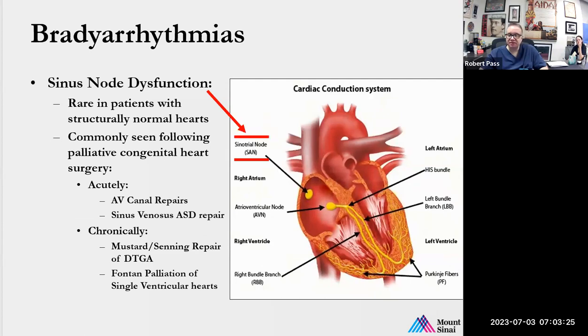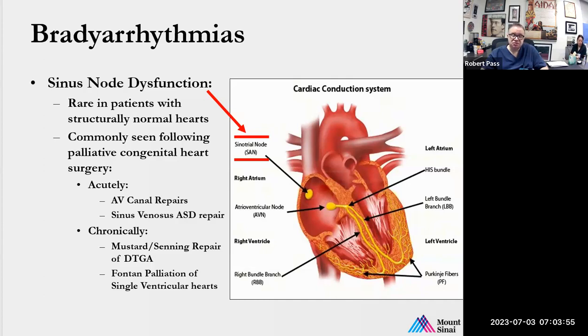So when I think about arrhythmias of any sort, what I typically do is in my mind's eye, I work my way from the top of the heart down whenever I'm considering any kind of arrhythmia, and that goes for both tachycardias and bradycardias. So the first thing, the highest portion in the right atrium, obviously, is the sinus node. So sinus node dysfunction would be the first cause of bradyarrhythmias or slow heart rates.